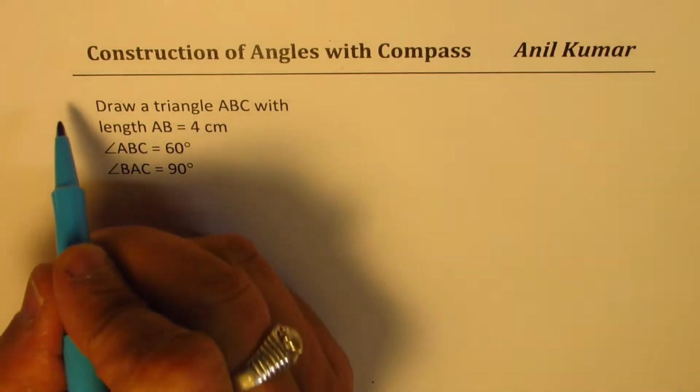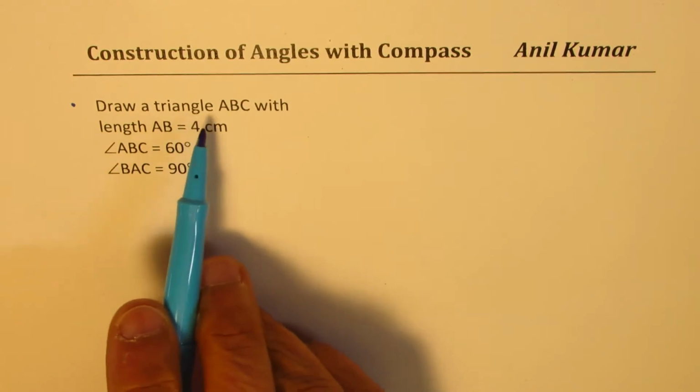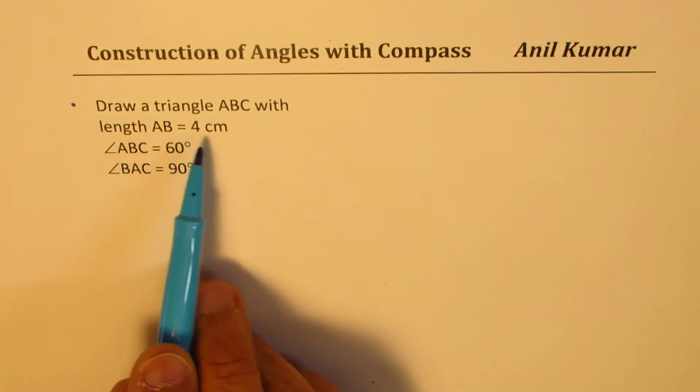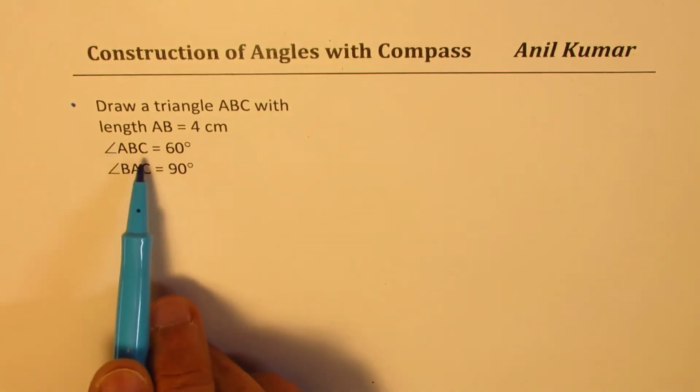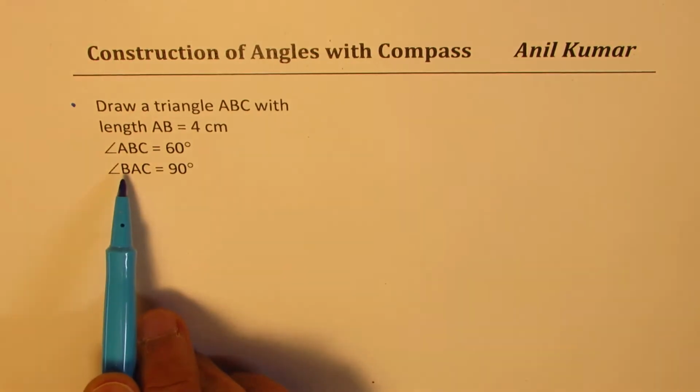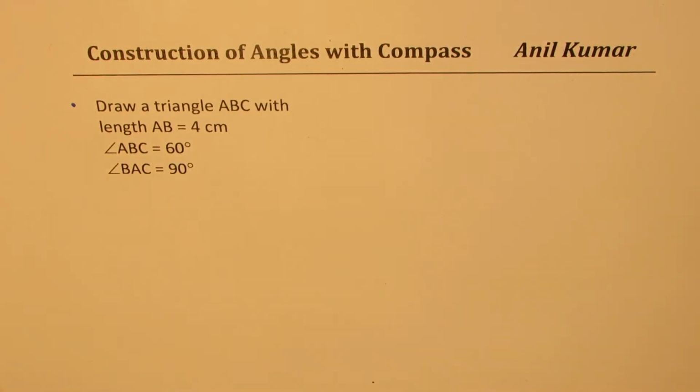So here is a question for you. You need to draw a triangle ABC with length AB equals 4 centimeters, angle ABC equals 60 degrees, and angle BAC equals 90 degrees. So we are looking for a right angle triangle, correct?